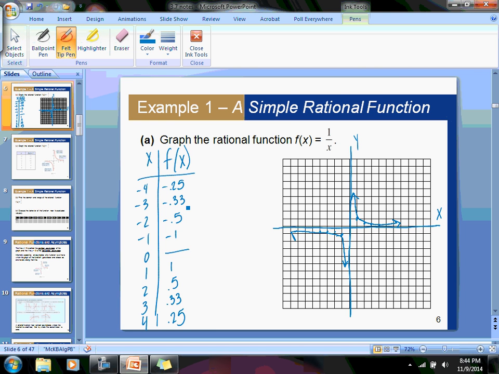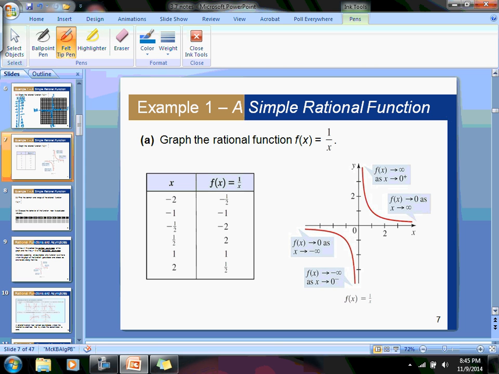So basically, this is going to be our horizontal asymptote because it never touches it. It's a horizontal line that the graph never touches. And this line here is going to be our vertical asymptote because, again, it's a vertical line that our graph approaches, but it never crosses.